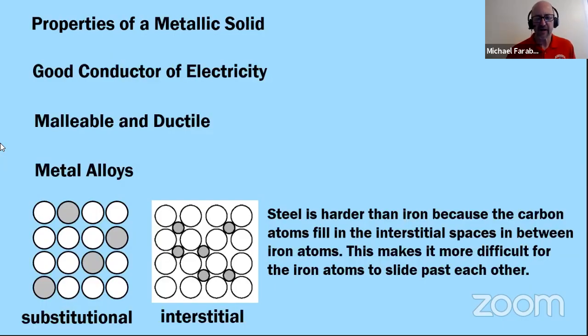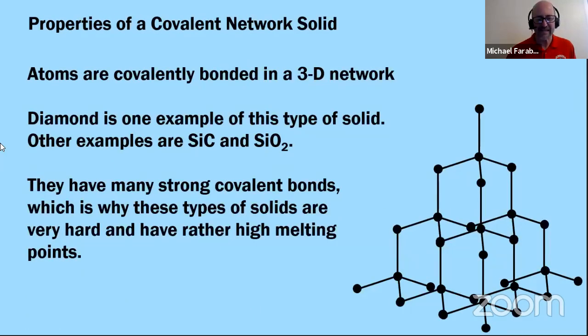Okay, so ionic, metallic, and covalent network is another type of solid. Here we have a big network of atoms that are all covalently bonded in this large 3-dimensional network. Two examples are diamond and quartz. Another example is silicon carbide. They have many strong covalent bonds, so they are very hard and have rather high melting points because it takes a lot of energy to break all those covalent bonds.